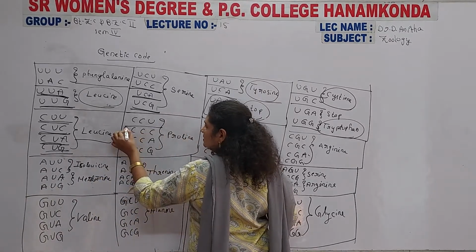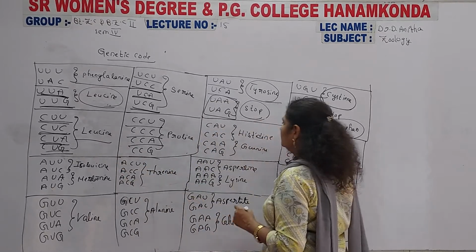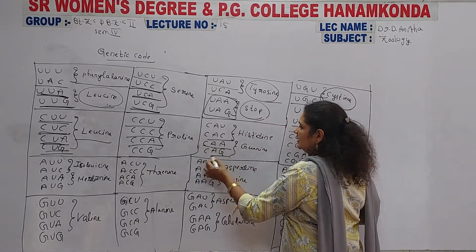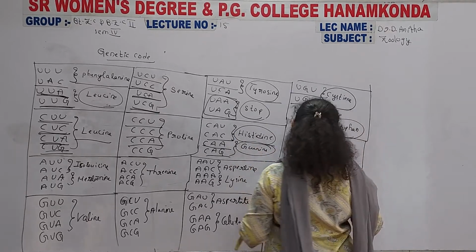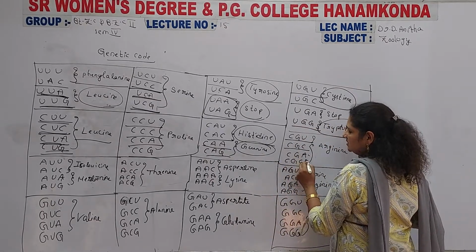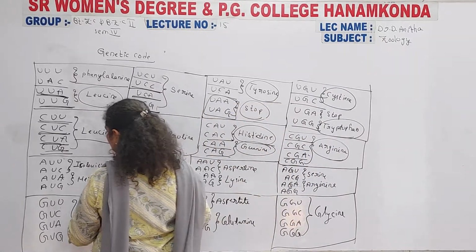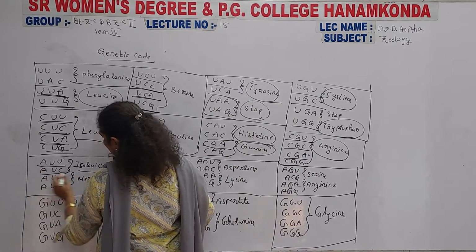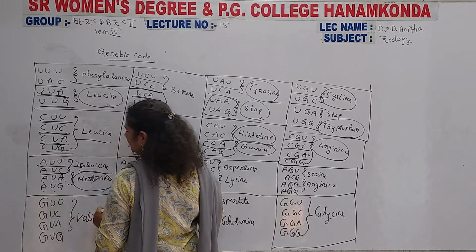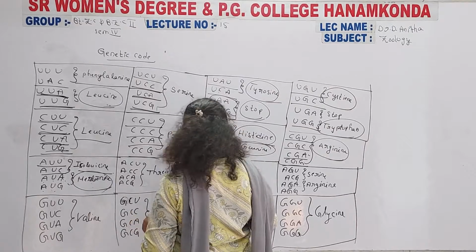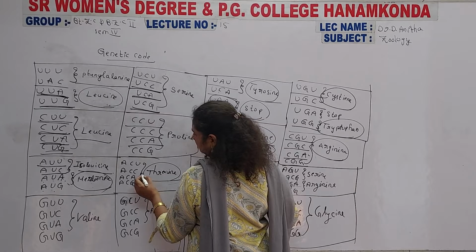Proline is CCU, CCC, CCA, CCG. CAU and CAC are for histidine, CAA and CAG for glutamine. CGU, CGC, CGA, CGG are for arginine, one of the amino acids. Isoleucine is AUU, AUC, and AUA. AUG is methionine, the initiator codon, initiator amino acid always. Then threonine.